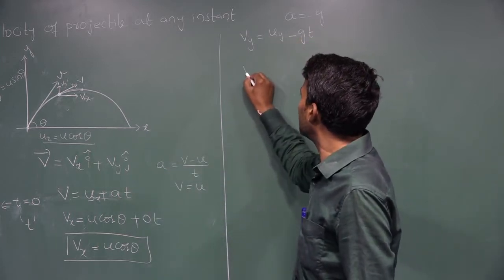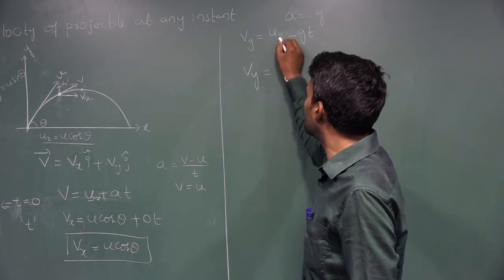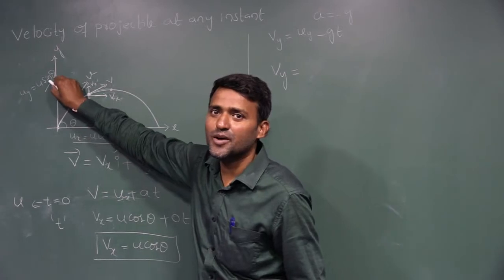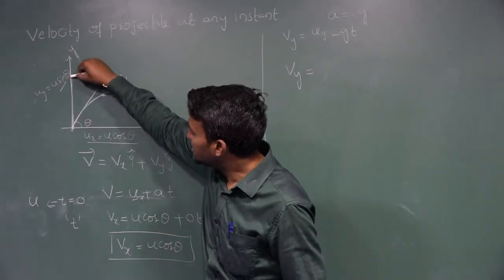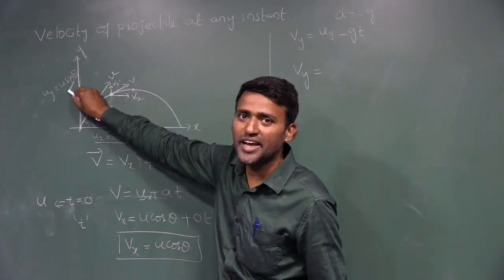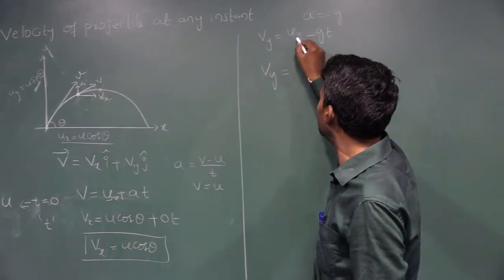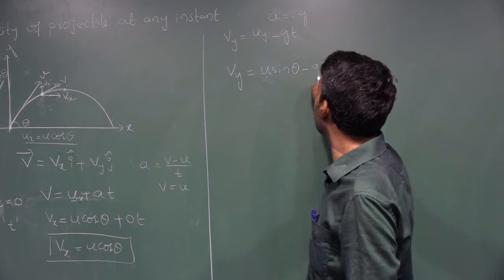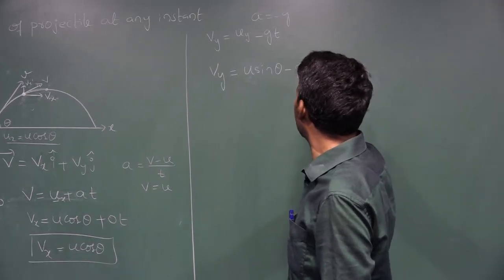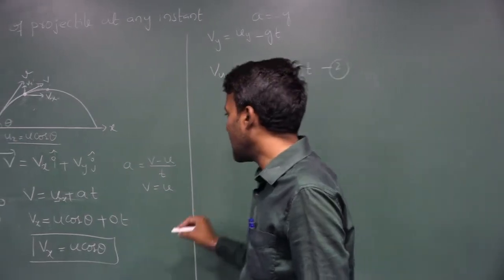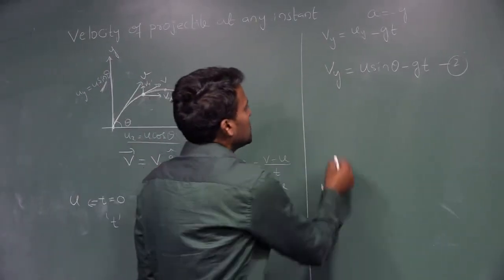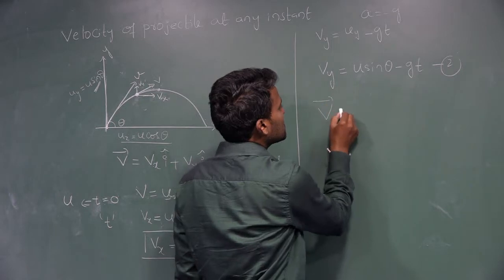What is the uy? Vy is equal to uy, vertical direction. What velocity does it have in the vertical direction? u sin theta. So Vy is equal to u sin theta minus gt. It is equation number 2. This is equation number 1. Now substitute these two equations in this equation.